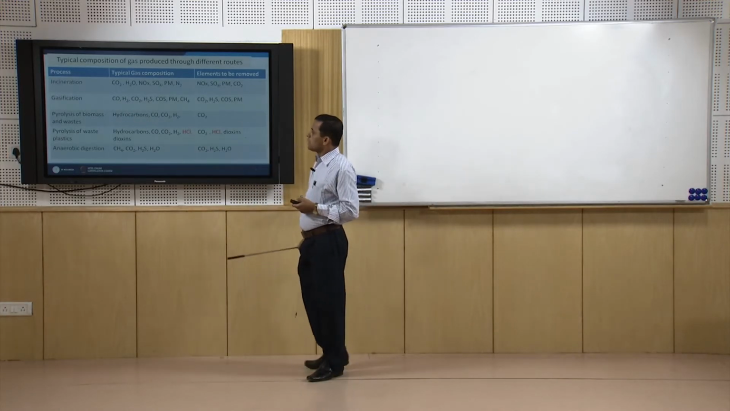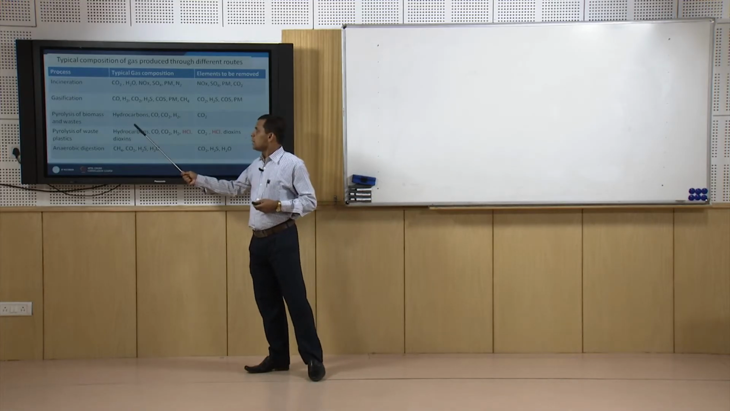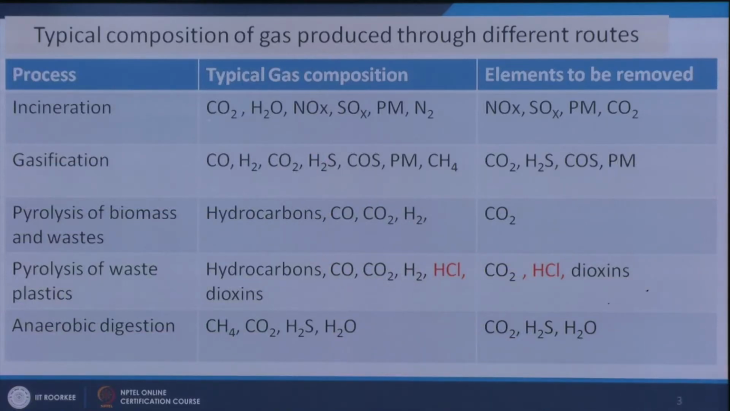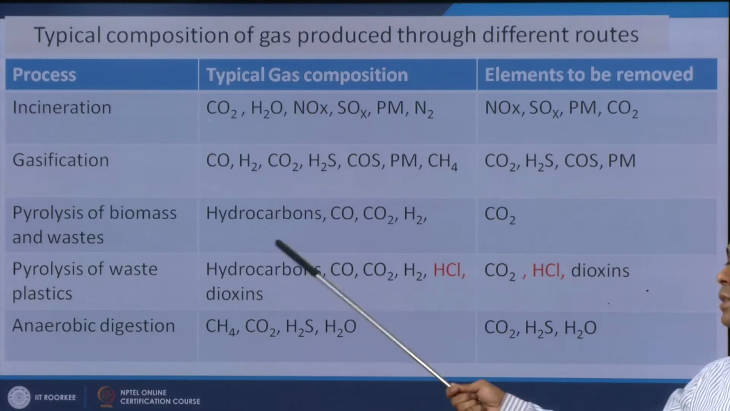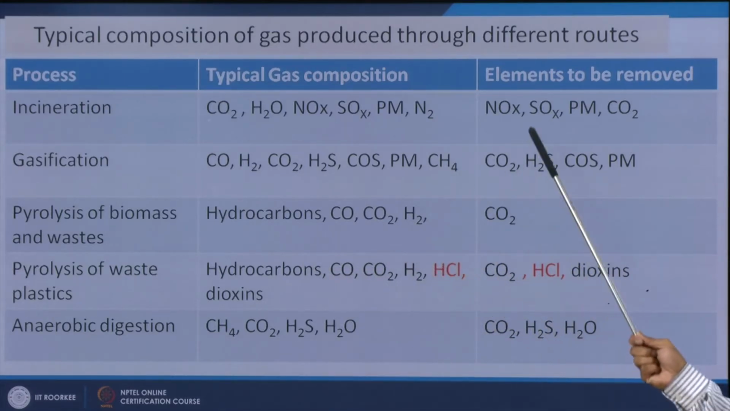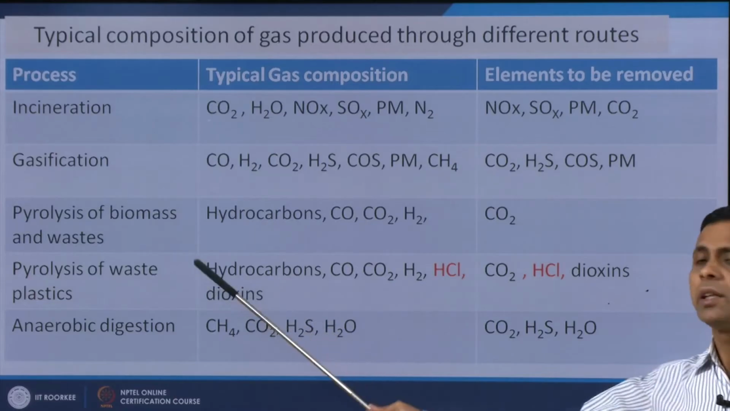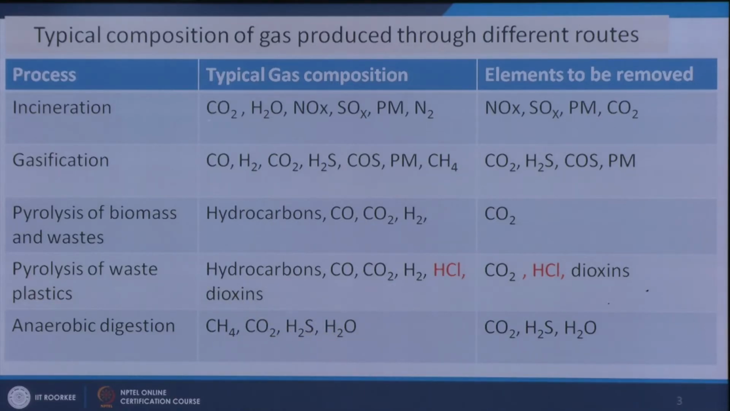Pyrolysis of biomass and waste produces CO, CO2, hydrogen and hydrocarbon-containing gas. These hydrocarbons are basically C1 to C5 or C6, and then we need to remove the CO2 because the others will have some heating value. So, finally CO2 has to be removed. Similarly, for pyrolysis of waste plastics we get a number of gas components like CO, CO2, H2, HCl, dioxins, hydrocarbons etc. and many others depending upon the use of additives in the plastics. So, we have to remove CO2, HCl and dioxins.